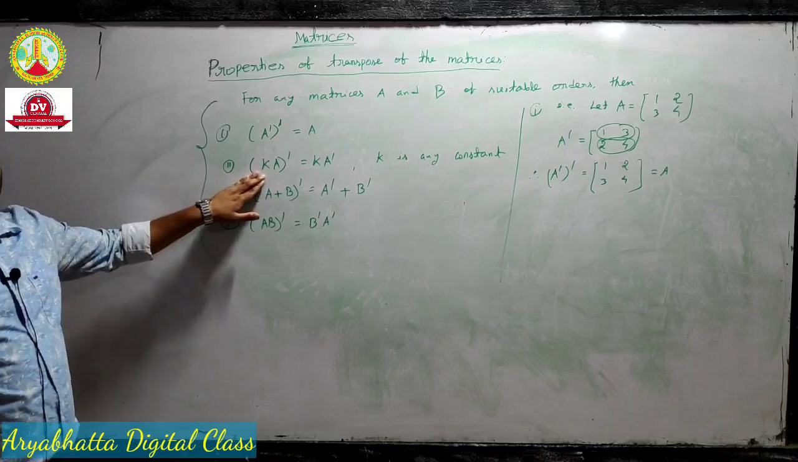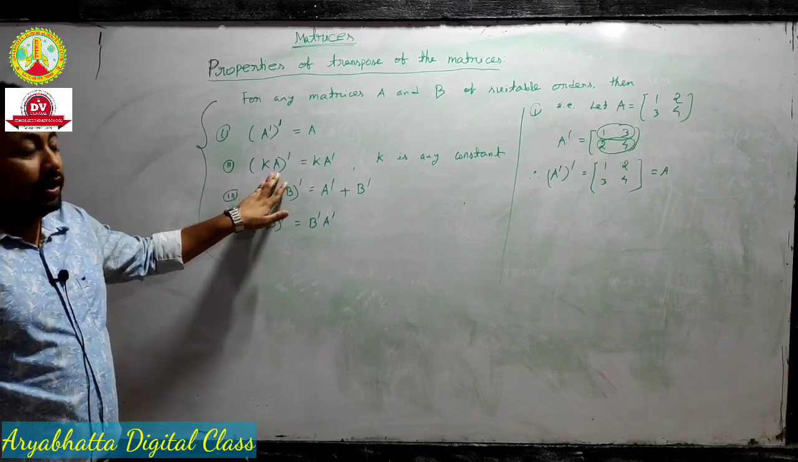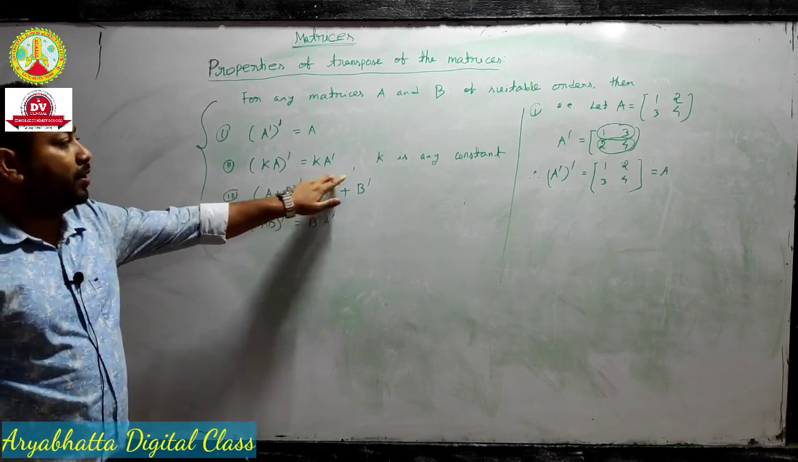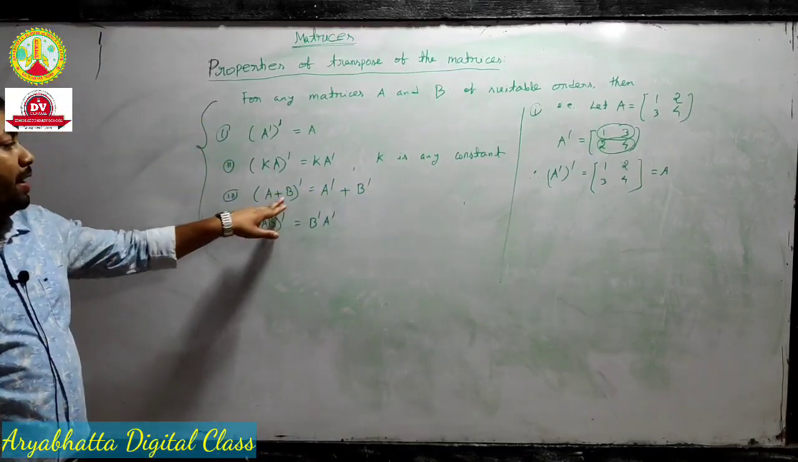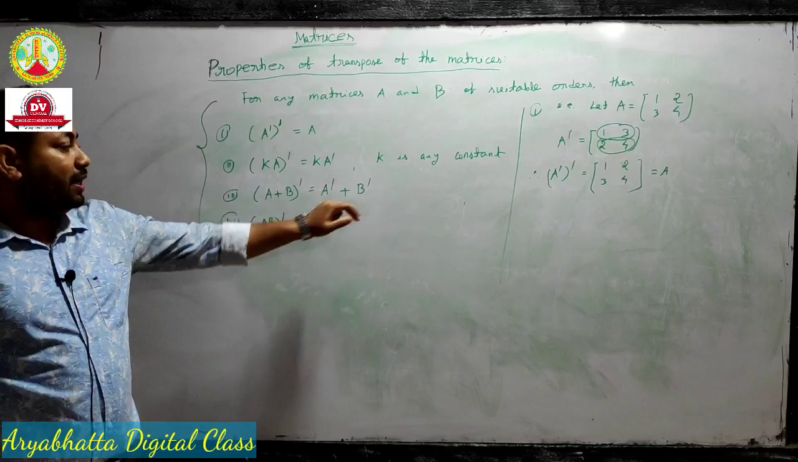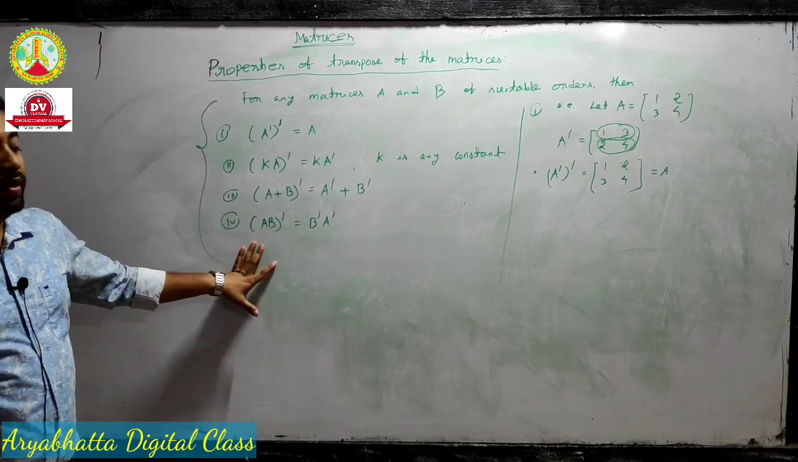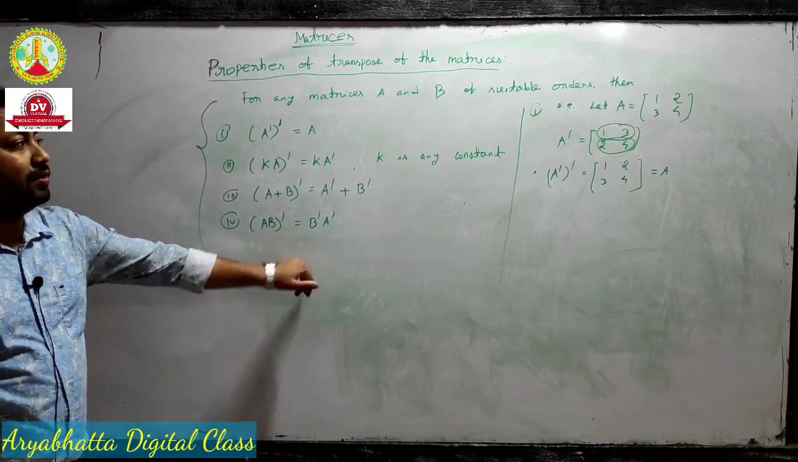Therefore, A dash whole dash equal to A. Next, KA whole dash equal to K into A dash, where K is any constant. Next, A plus B whole dash equal to A dash plus B dash. Next, A into B whole dash equal to B dash into A dash.